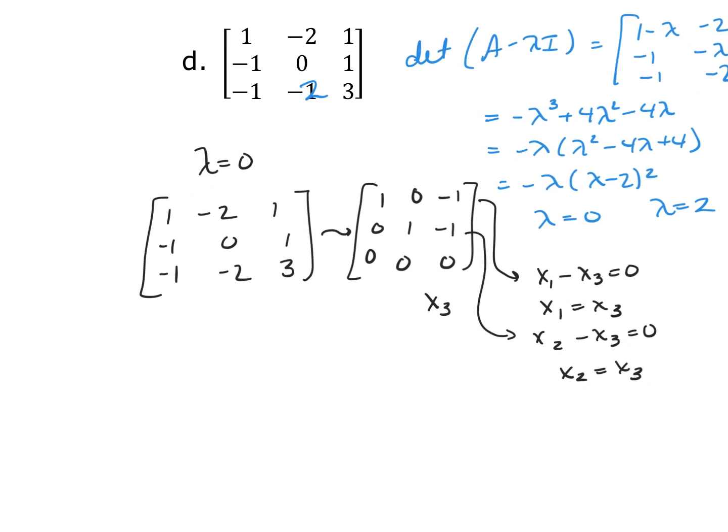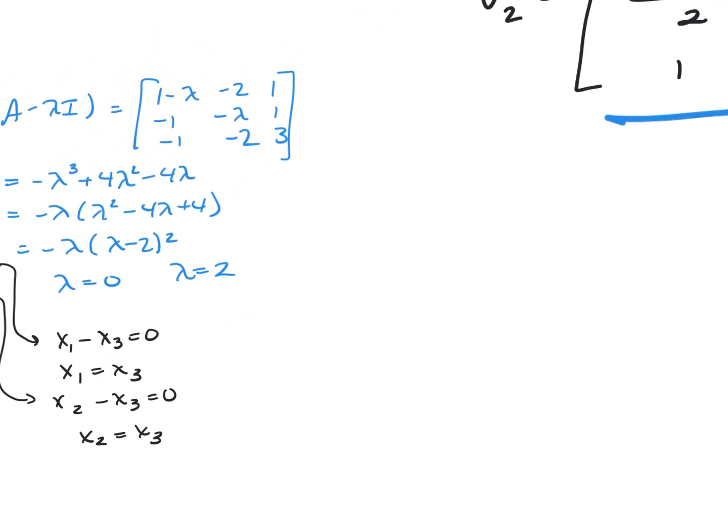So my eigenvector that's associated with this, I'll call this v sub 1, is equal to, well, x sub 1 is 1 x sub 3, x sub 2 is 1 x sub 3, and x sub 3 is 1. So it's the null space. Yay, null space. Okay, now, what happens when I have x sub 2?